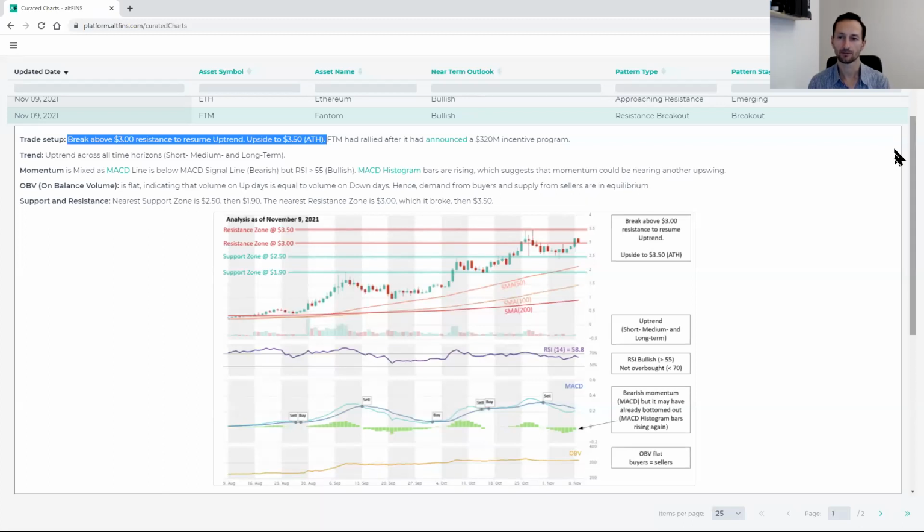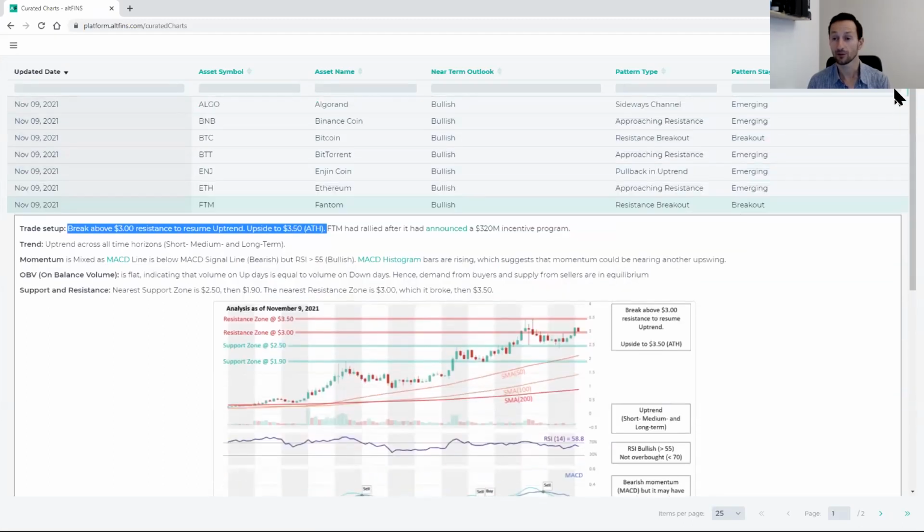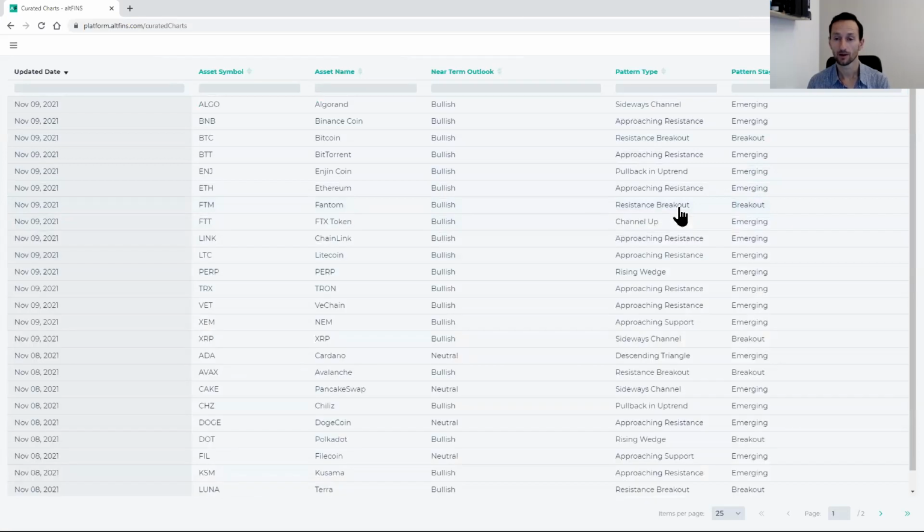So I do think it's actually an area where you can get some solid trading ideas, and two, a place where you can learn a lot from how our team approaches some of the trading and technical analyses.